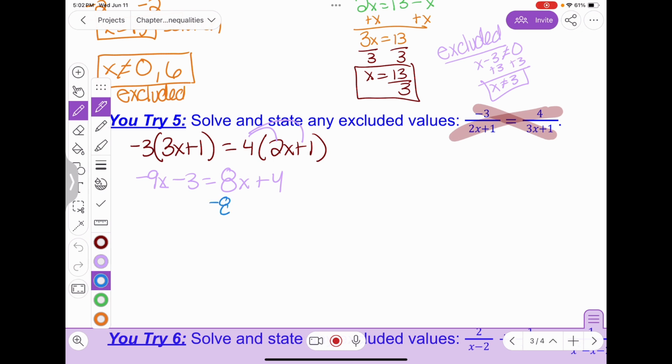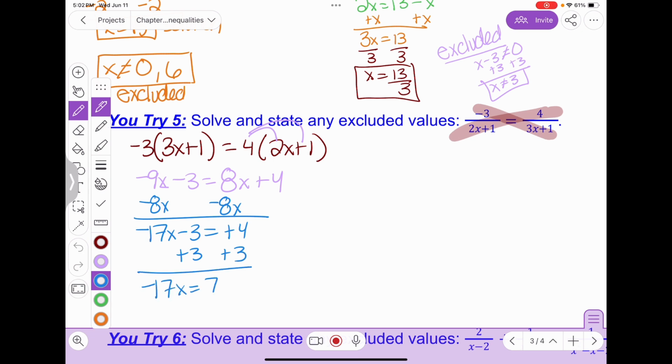And then we would just solve. So we're going to subtract 8x from both sides. So we have negative 17x. And then add 3. And we get negative 17x equals 7. Divide both sides by negative 17. And we get x equals negative 7 over 17.